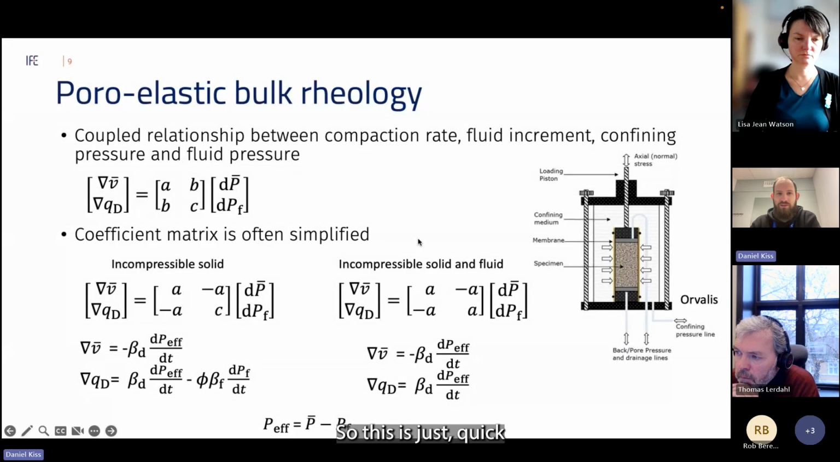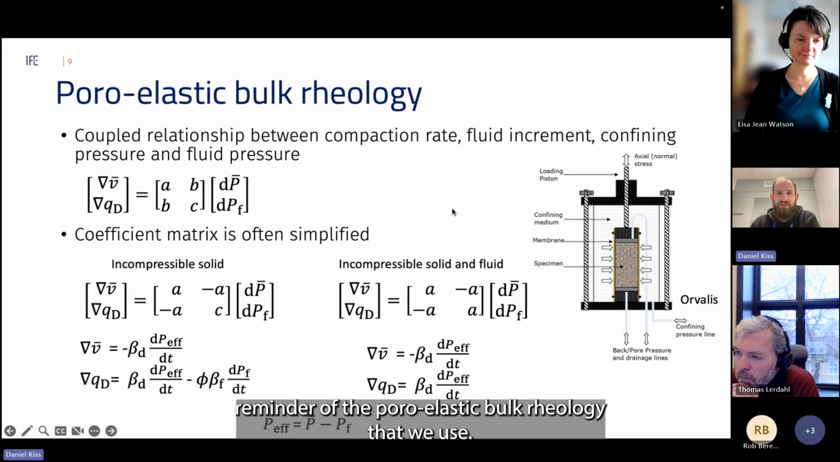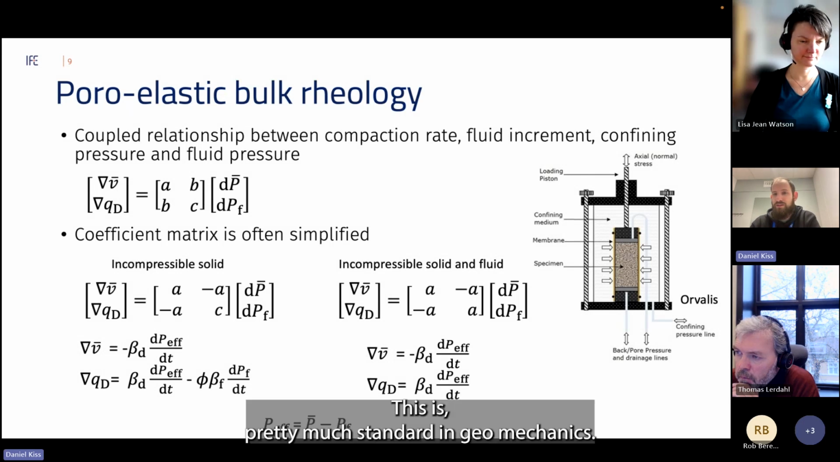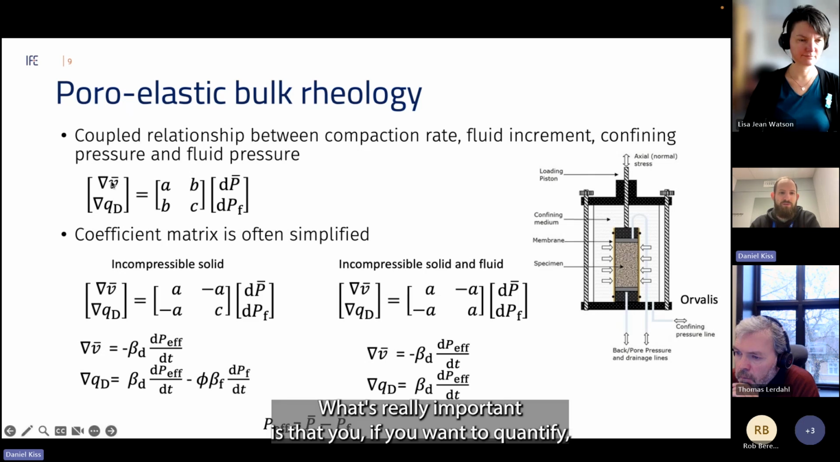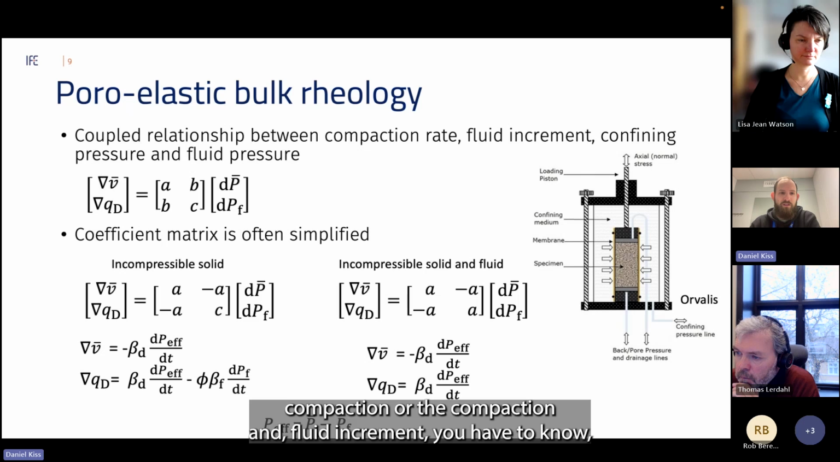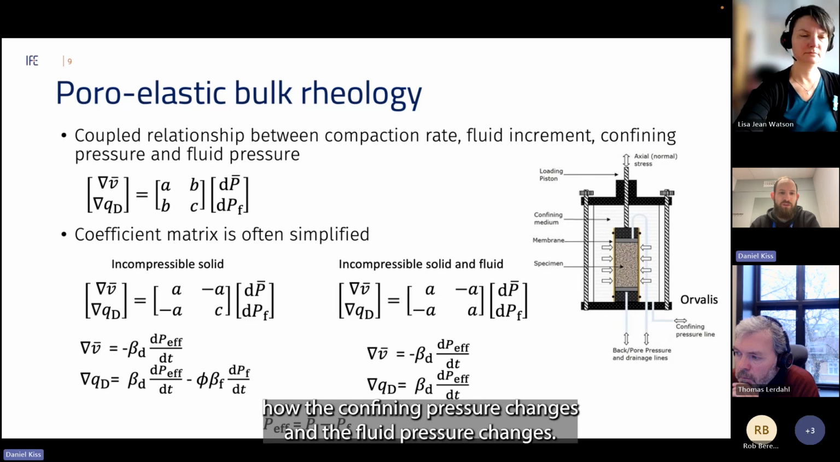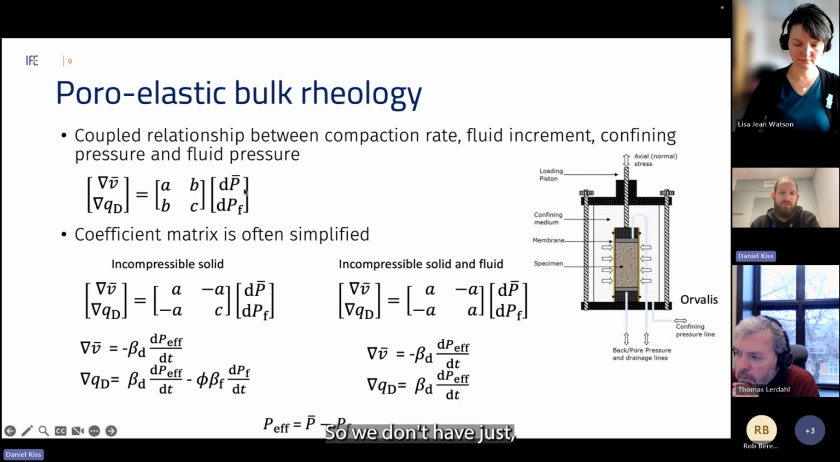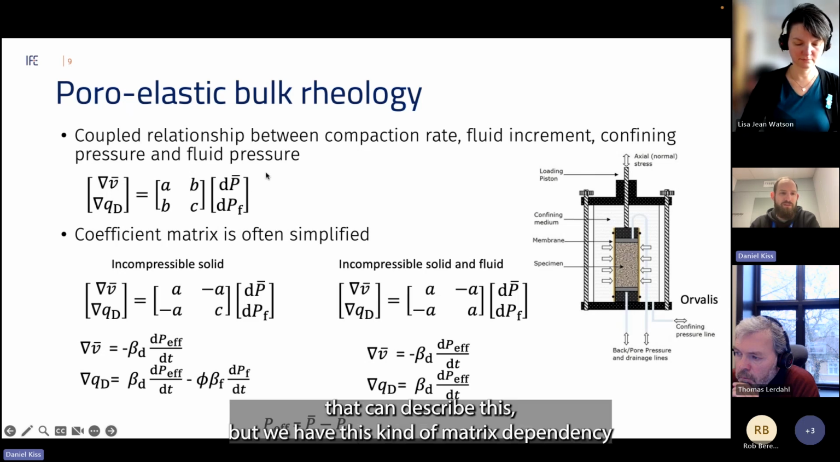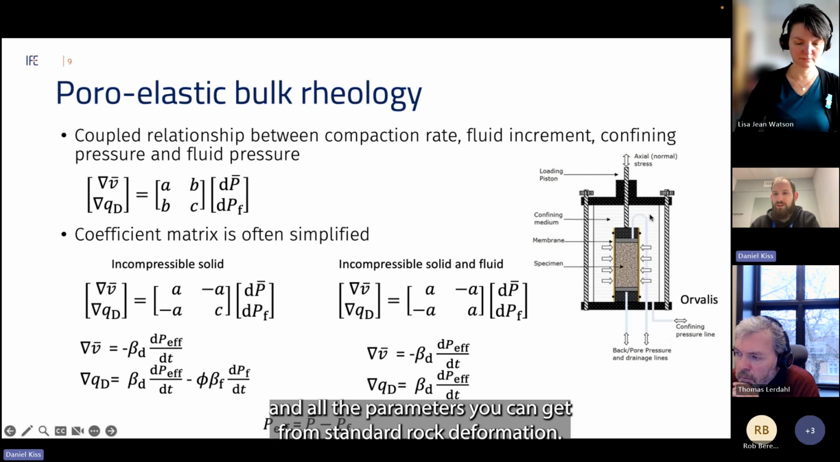This is just a quick reminder of the poroelastic bulk rheology that we use. This is pretty much standard in geomechanics. What's really important is that if you want to quantify compaction or decompaction and fluid increment, you have to know both how the confining pressure changes and the fluid pressure changes. So we don't have just single equations that can describe this, but we have this kind of matrix dependency. And all the parameters you can get from standard rock deformation apparatus.